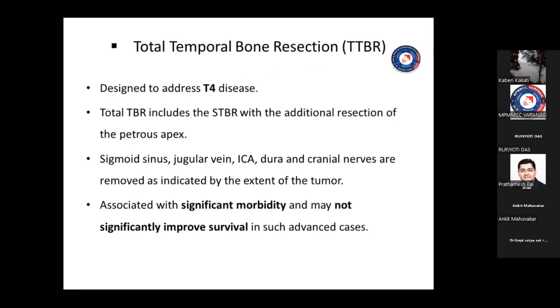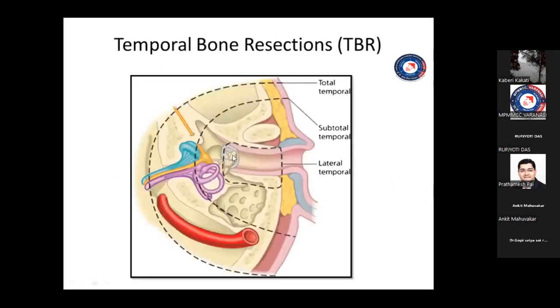medially the petrous apex. Next comes the total temporal bone resection, which was designed to address the T4 disease. It includes resection of the sigmoid sinus, the jugular vein, the ICA, and the dura, and is associated with quite significant morbidity, which may not significantly improve the survival in such advanced cases. So this is a pictorial depiction. This is the LTBR limit, the subtotal temporal bone resection limit, and the total temporal bone. We see that we have removed almost everything in the total temporal bone resection.